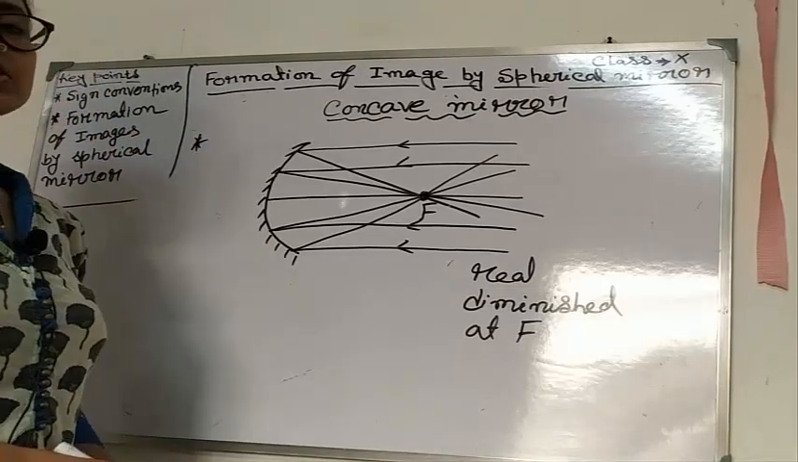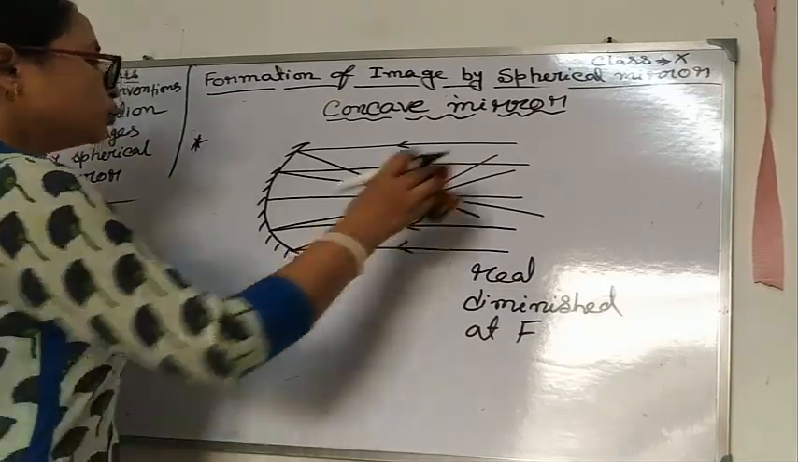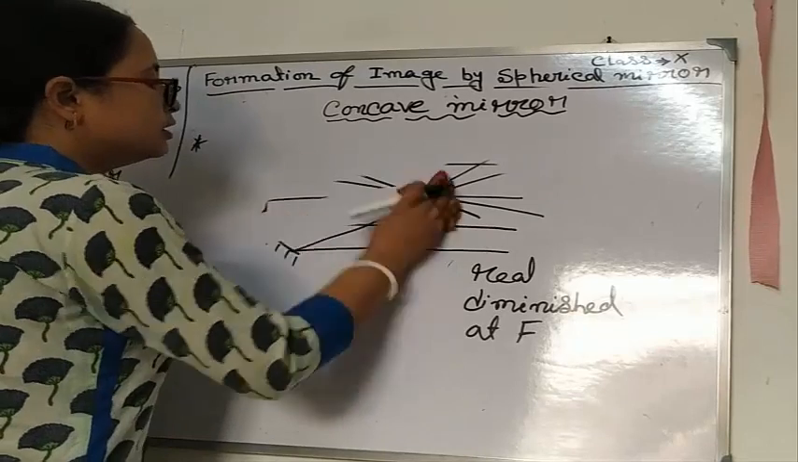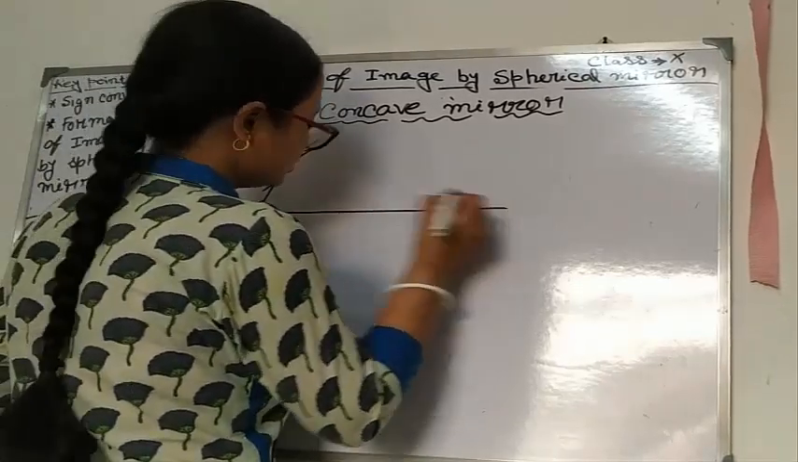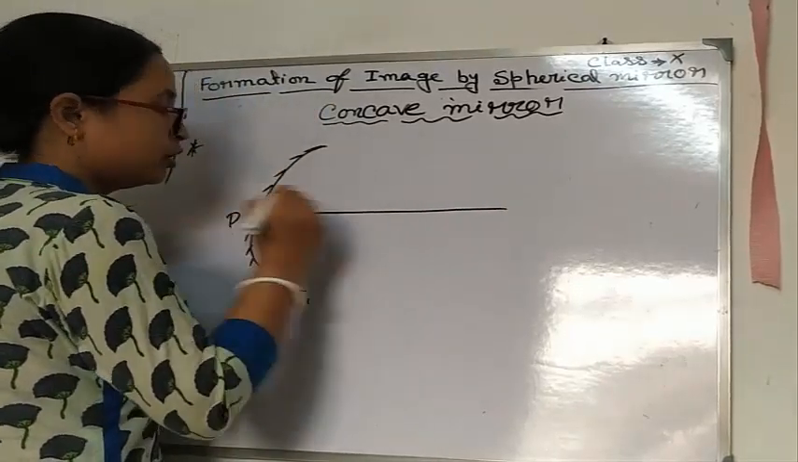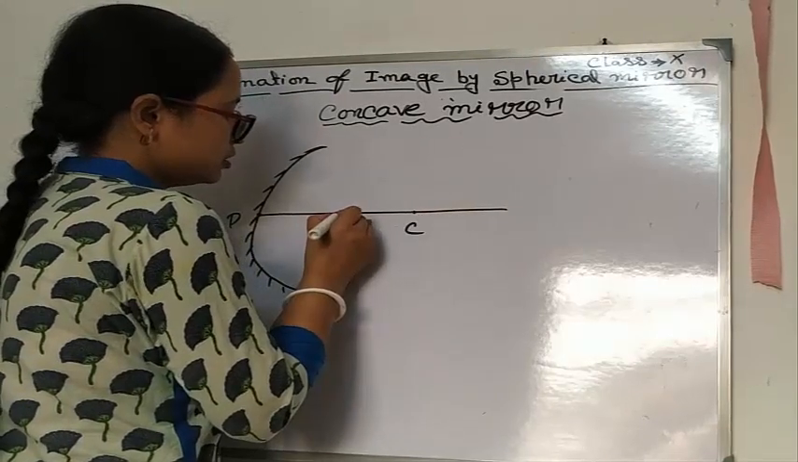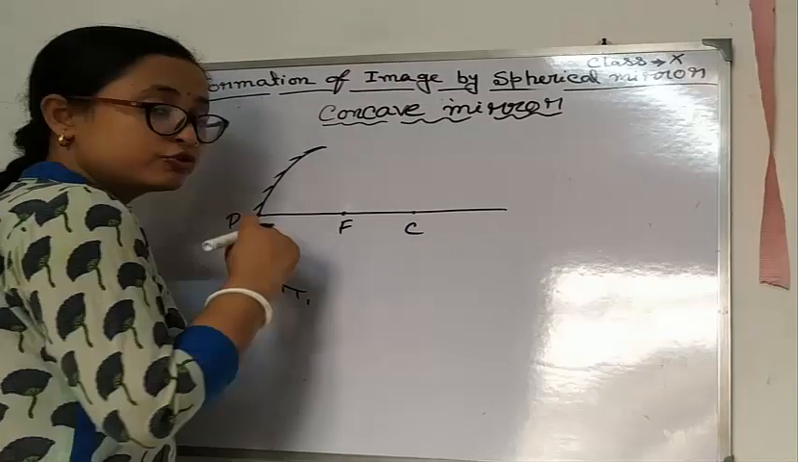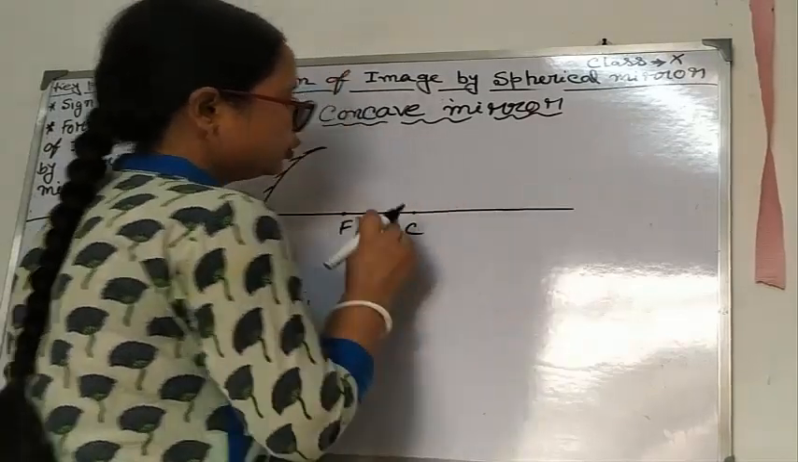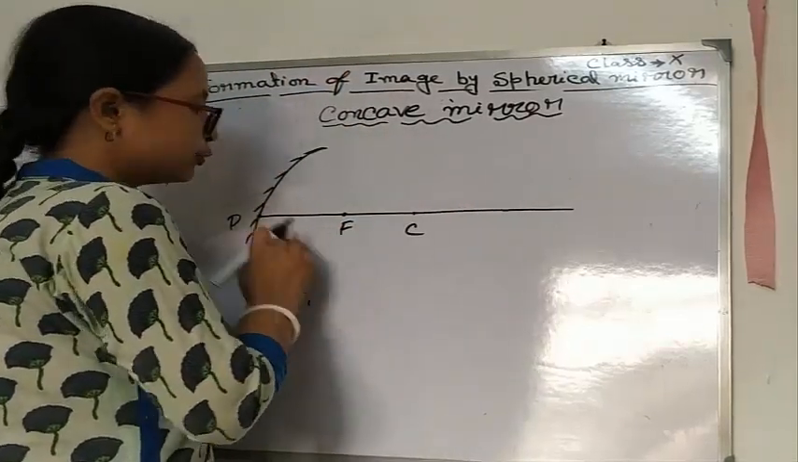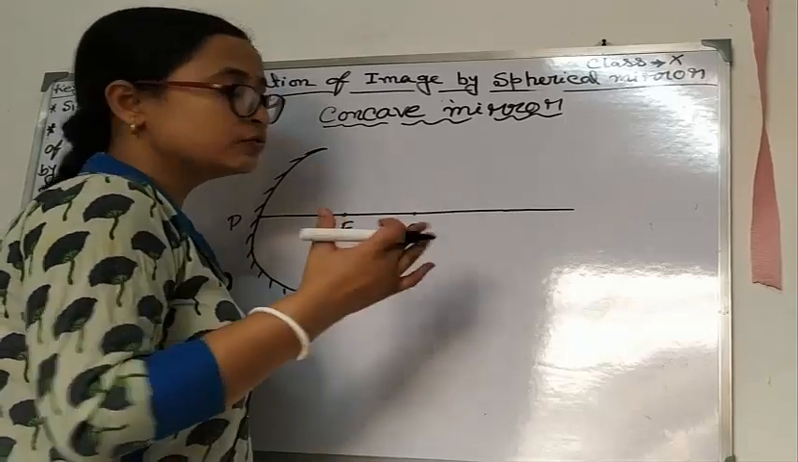You can take a screenshot of this note. Now let us learn. Suppose this is our pole, this is our center of curvature, and the midpoint is the focus. You can draw it by a rounder so that your center and the midpoint will be correct. Then it will be easy for you to draw.